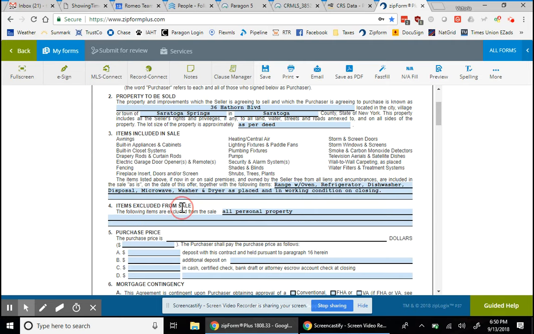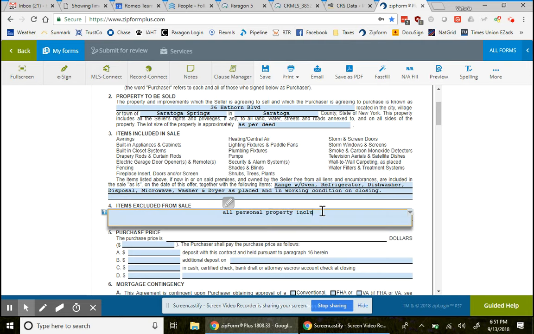Paragraph 4, items excluded from the sale should pretty much always say all personal property, unless the seller has listed somewhere in the listing, or you happen to know because the listing agent told you, hey, we're excluding a chandelier. Okay, you can put all personal property, including dining room chandelier. Okay, but typically all personal property.